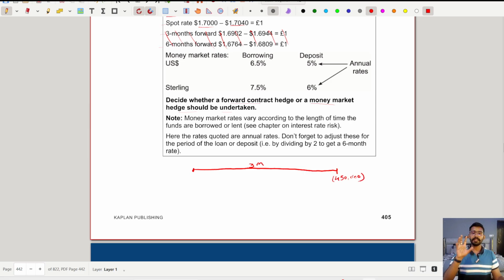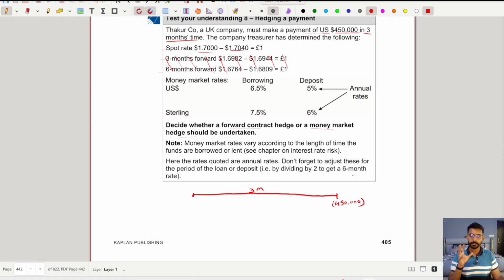So in a money market hedge, what I would do as a first step is say, I need a corresponding asset. I have a liability 3 months later, so I need a corresponding asset in foreign currency 3 months later. Isn't it? So how can I get an asset in foreign currency 3 months later? By depositing here.